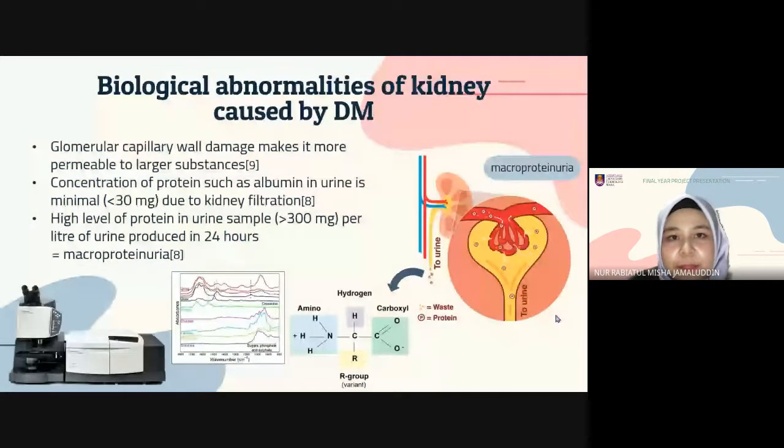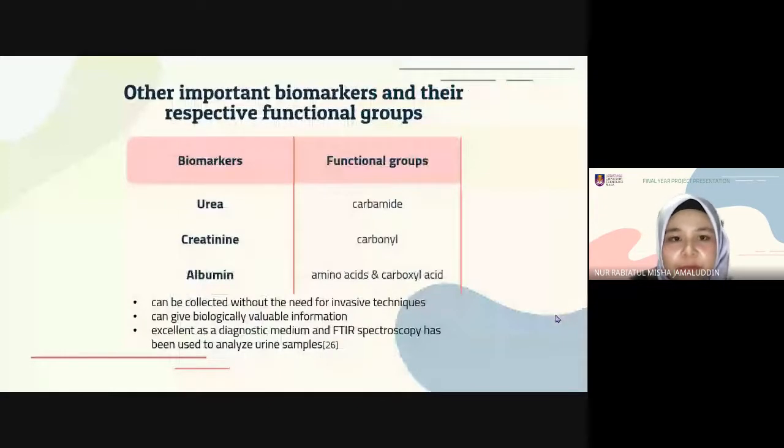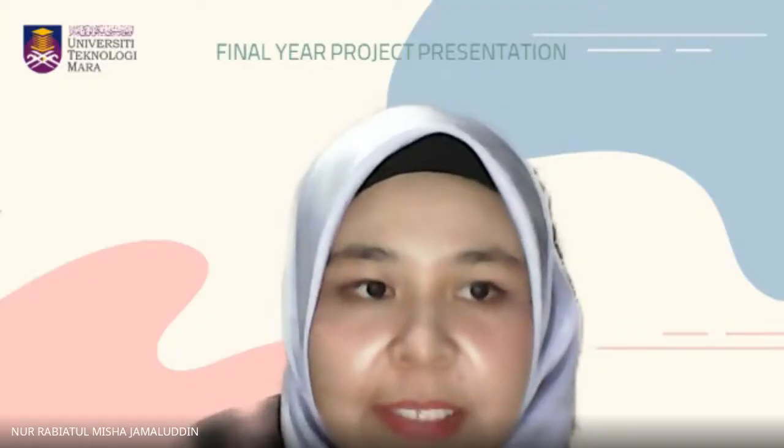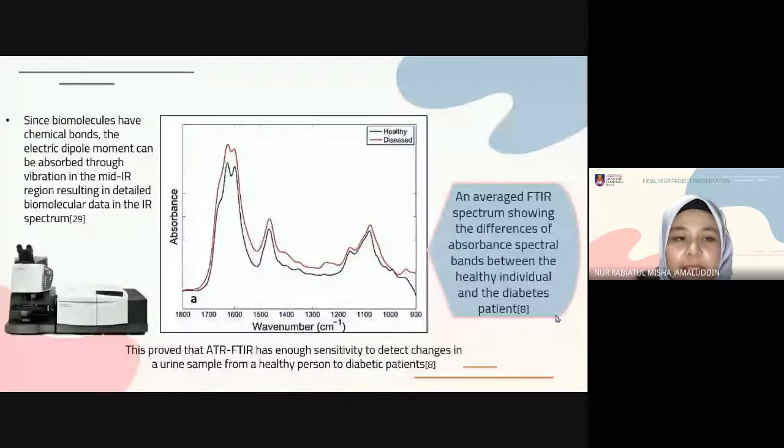These are the other important biomarkers that can be obtained from urine samples and their respective functional groups. Urine samples can be collected without the need for invasive techniques, and can give biologically valuable information such as urea, creatinine, and albumin. So it is an excellent diagnostic medium, and FTIR spectroscopy has been used to analyze urine samples. Since biomolecules have chemical bonds, the electric dipole moment can be absorbed through vibration in the mid-infrared region, resulting in detailed biomolecular data in the infrared spectrum.